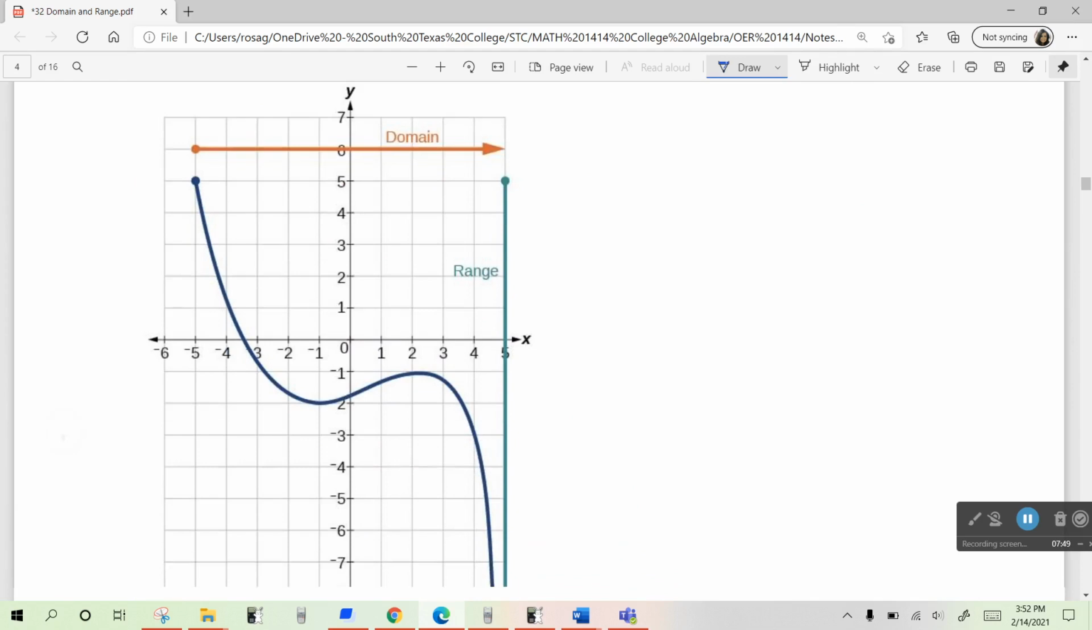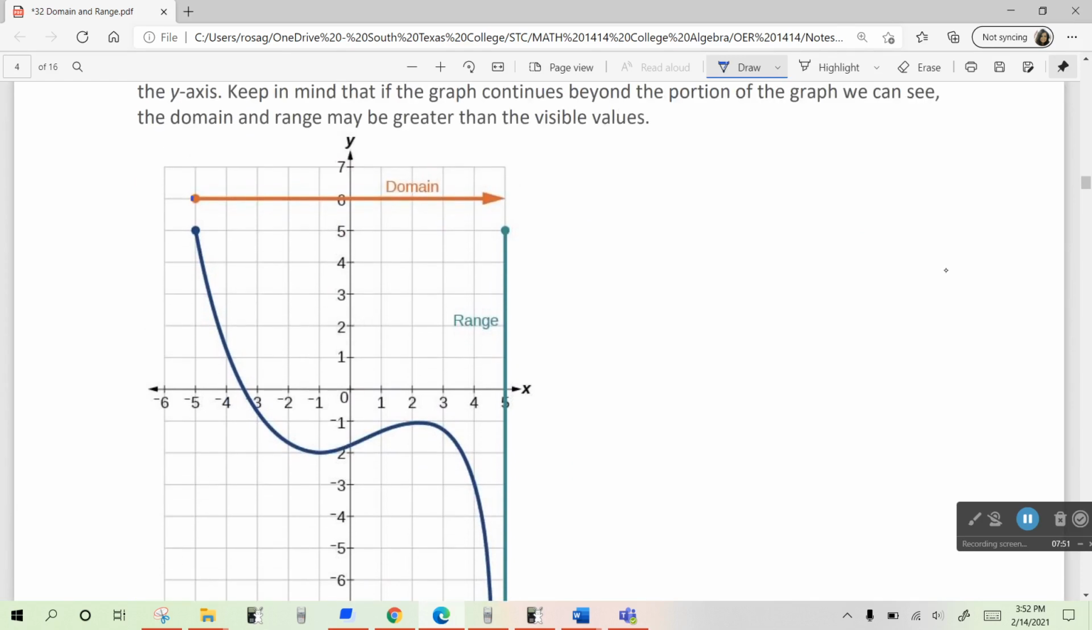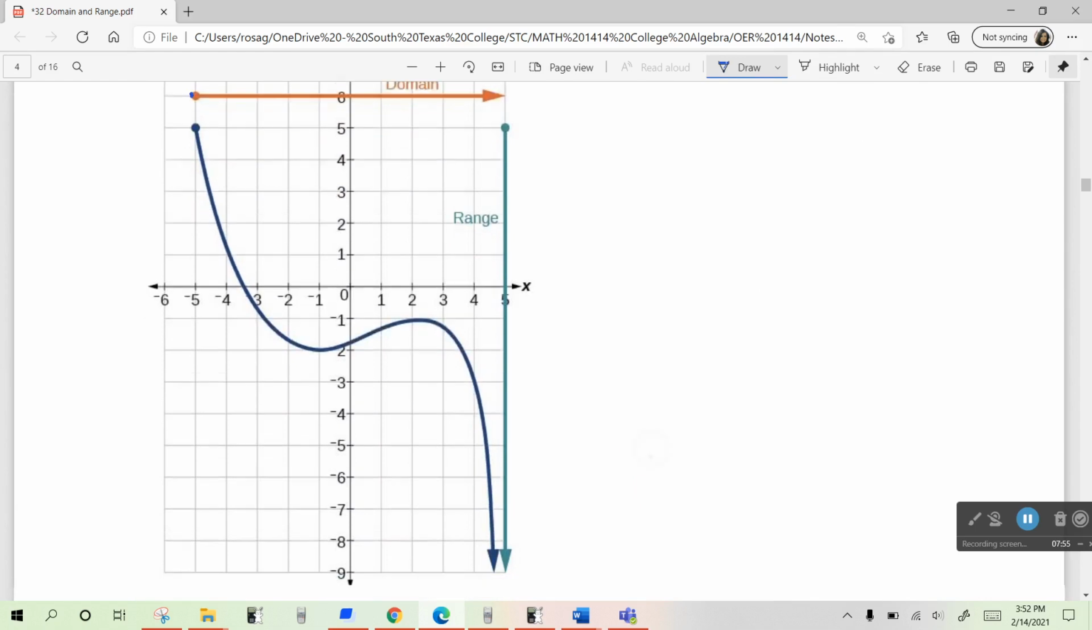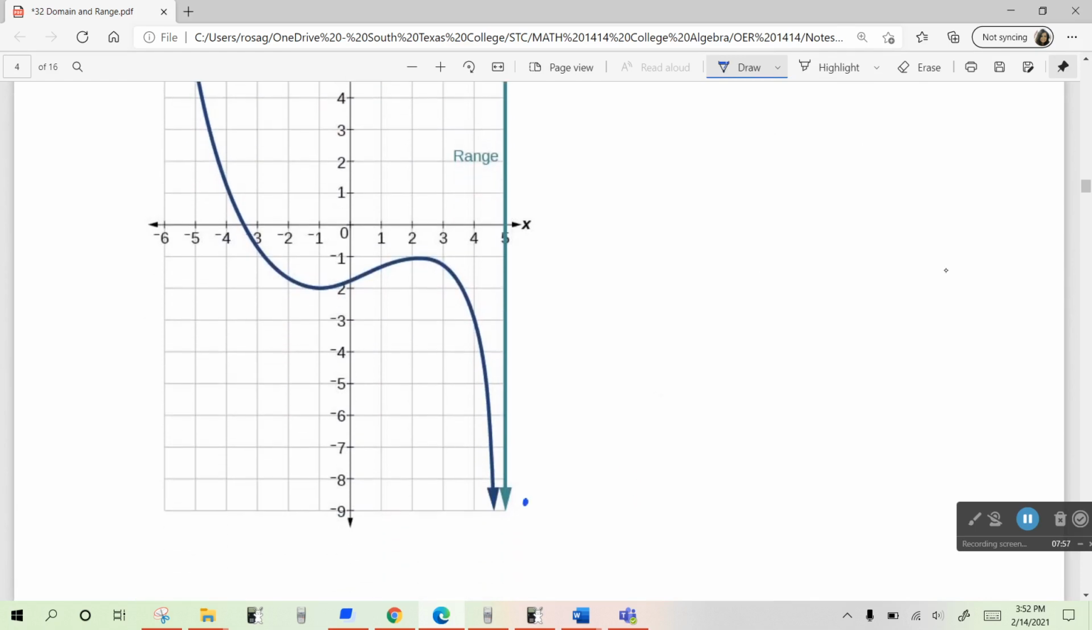Now when it comes to graphs, you're going to do domain. You read it from the left to the right, and the range, you read it from the bottom to the top, not from the top.